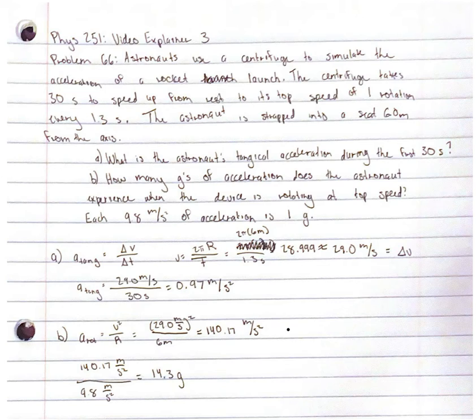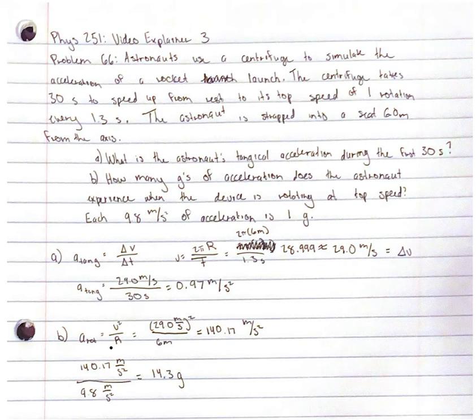For part B, we are solving for the number of g's of acceleration the astronaut will experience when the device is at top speed. When the device is at top speed, there will be no tangential acceleration because the speed is not changing, but there will still be rotational acceleration. To solve for the rotational acceleration, we will be using this function where a rot equals v squared, or velocity squared, divided by the radius.